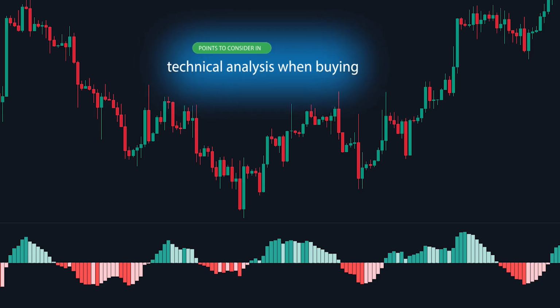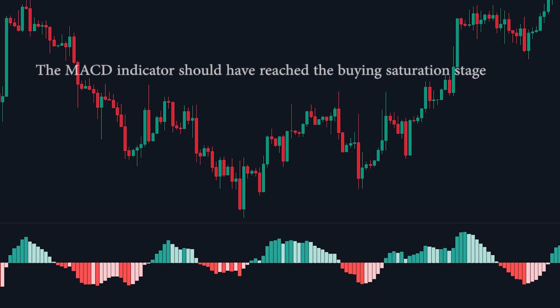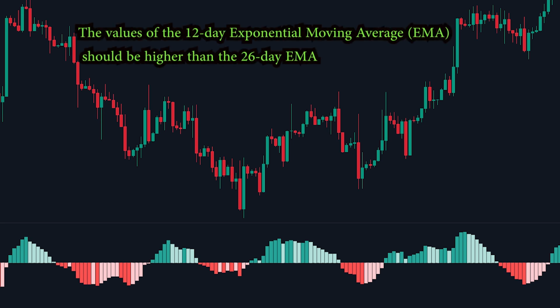Points to consider in technical analysis when buying. The MACD histogram should show an increasing trend for buying. The MACD indicator should have reached the buying saturation stage. The values of the 12-day exponential moving average, EMA, should be higher than the 26-day EMA.